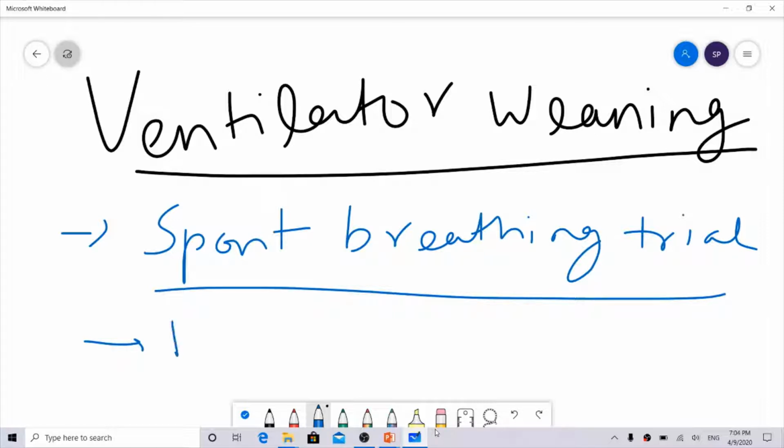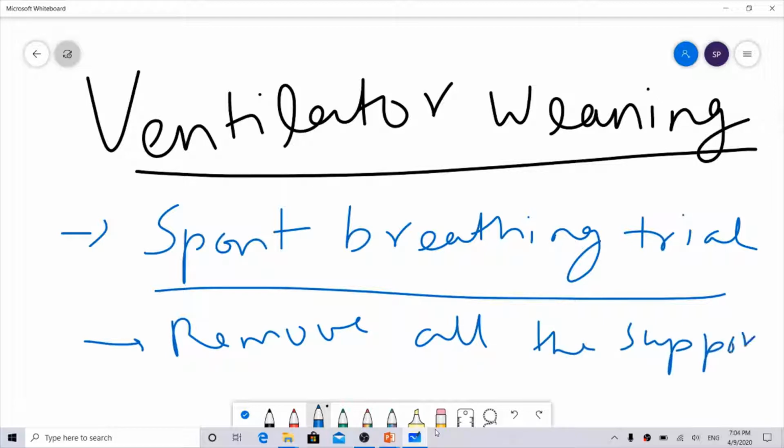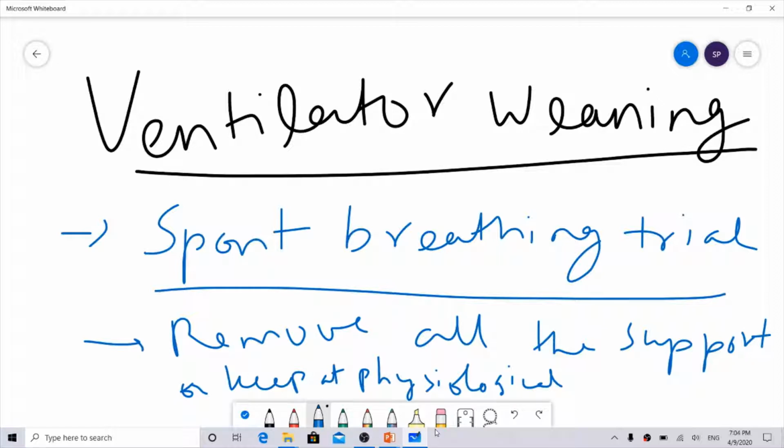You remove all the supports. That does not mean you actually extubate the patient; you remove all the support from the machine, or you just keep the support at the physiological level. So basically, let's say a patient is having some pressure support, that when he initiates a breath he'll be getting this much amount of positive pressure which will come in to give the volumes.